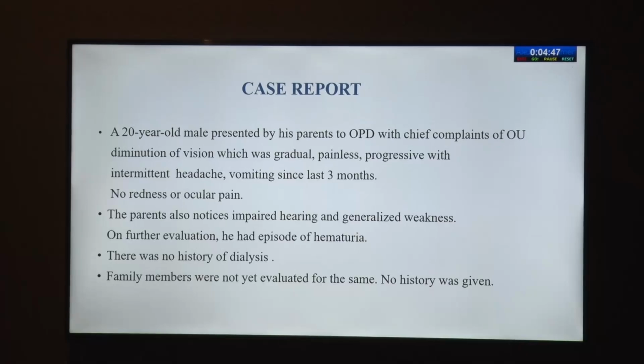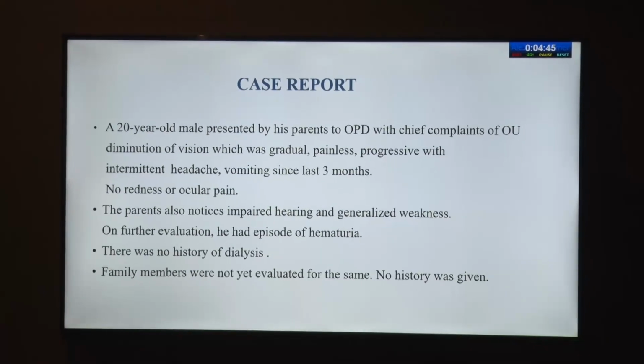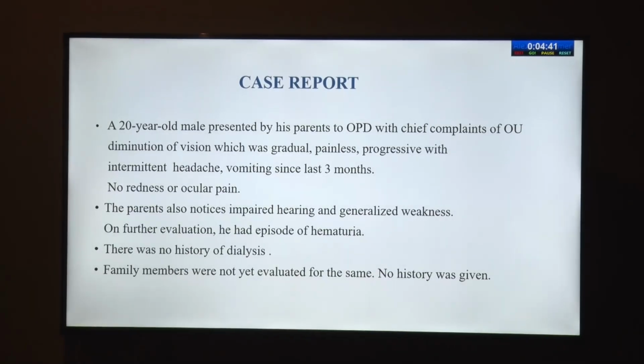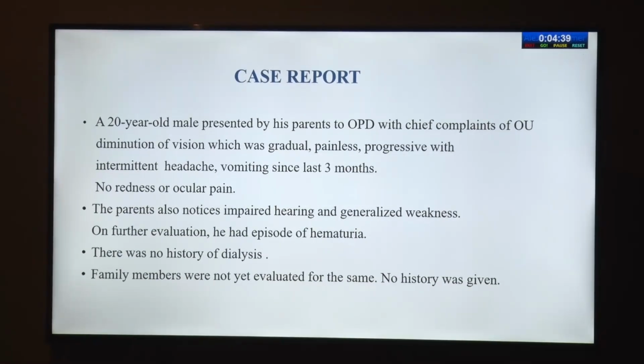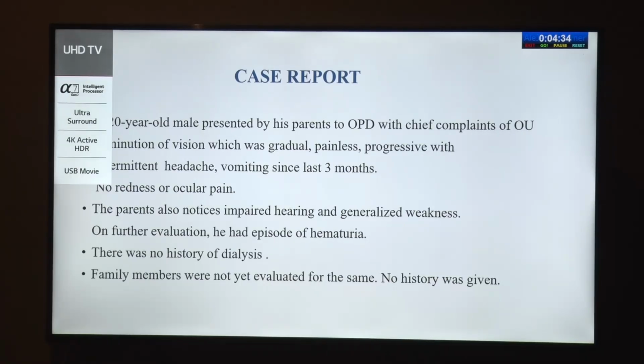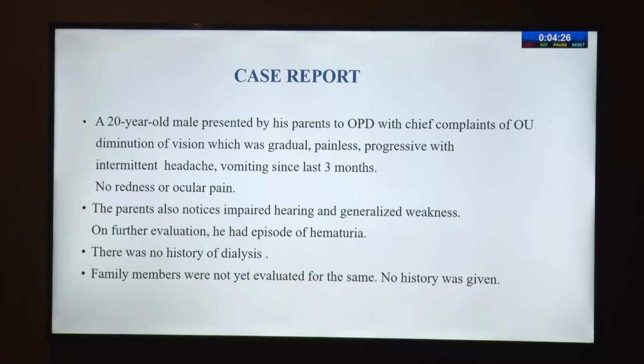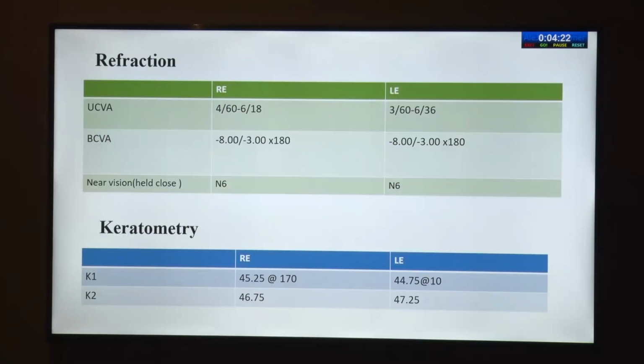A 20-year-old male presented by his parents to the OPD with the chief complaints of diminution of vision in both eyes, which was gradual, painless, progressive, with intermittent headache and vomiting since the last 3 months, no redness or ocular pain. The parents also noticed impaired hearing and generalized weakness. On further evaluation, he had an episode of hematuria. There was no history of dialysis. Family members were not evaluated for the same. They were not giving any history.